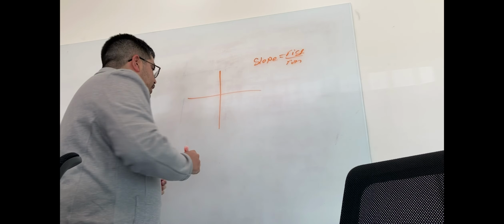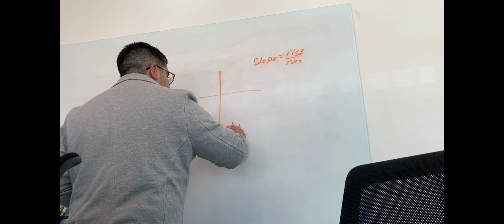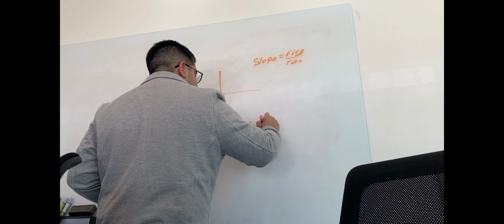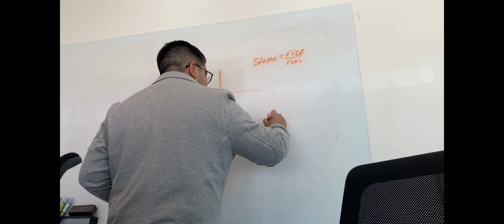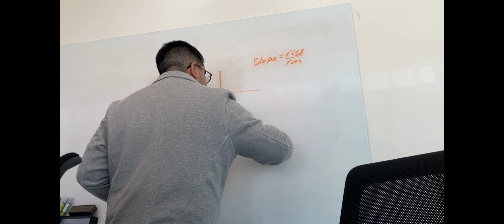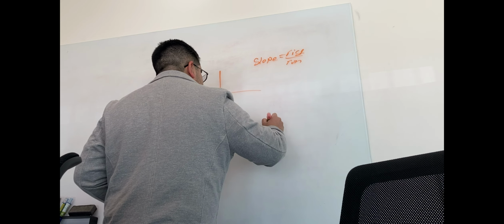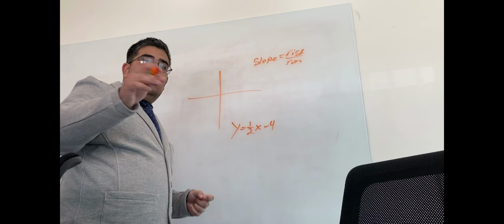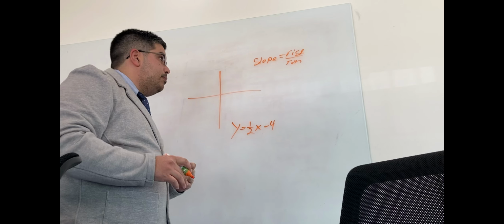All right. So let's come up with another equation. We're gonna graph this one again. All right. So we're gonna say y equals 1/2 x plus, I don't know, let's say minus 4. All right. Y equals 1/2 x minus 4. We're gonna graph this the same way we graphed the last one.